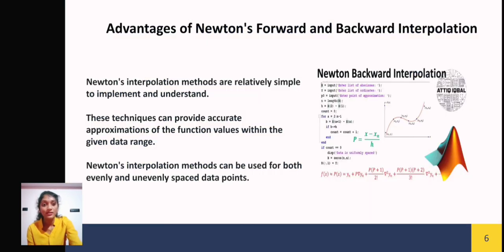So let's see the advantages. Newton's interpolation methods are relatively simple to implement and understand. These techniques can provide accurate approximations of the function's value within the given data range. Newton's interpolation methods can be used for both evenly and unevenly spaced data points.